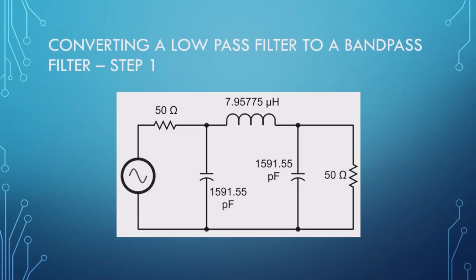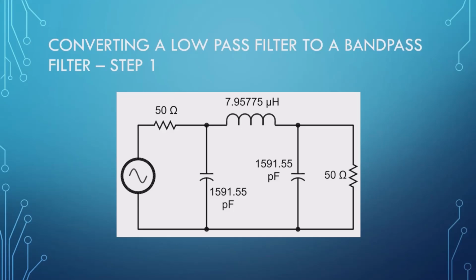So here are just some simple steps. Let's say that we've got a low pass filter and we want to convert it to a bandpass filter. Remember, with a bandpass, we need to build a parallel resonant circuit at the lower cutoff frequency, and then another parallel resonant circuit at the high cutoff frequency, in order to block the signals below our lower cutoff frequency and block them above our higher cutoff frequency.